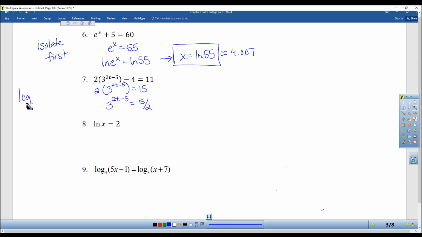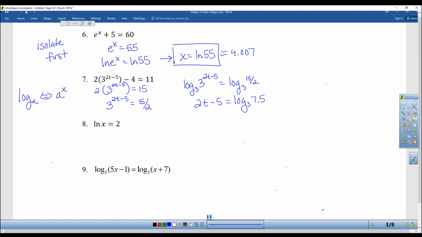So remember, logs and exponential functions are inverses of each other. So if you have a base 3 with an exponent, you need to undo it with a log base 3. So log base 3 on both sides of 3 to the 2t minus 5. Log base 3 of 15 over 2. See how I did log base 3 on both sides? Because on this side, the log base 3 and this base 3 cancel each other out, and I get 2t minus 5. Now at this point, you might just switch that to 7.5, just so it's not quite as clunky there.